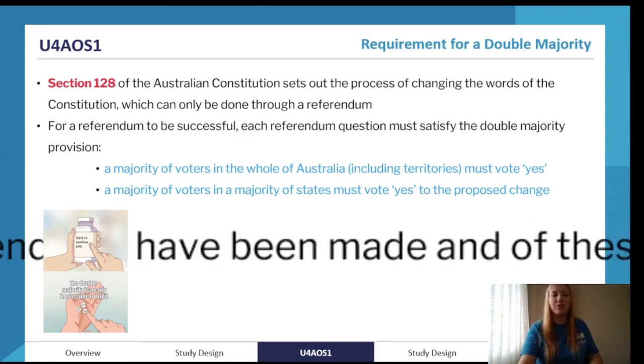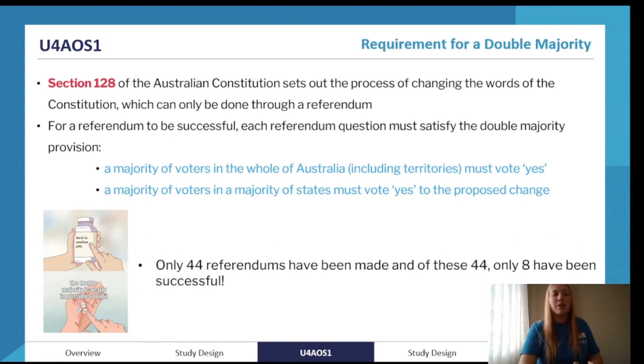So in Australia, we've only had 44 referendums, and only 8 of them have been successful. Why? Because this double majority requirement is so, so, so difficult to achieve. And it's a very time consuming process. It's a very expensive process.